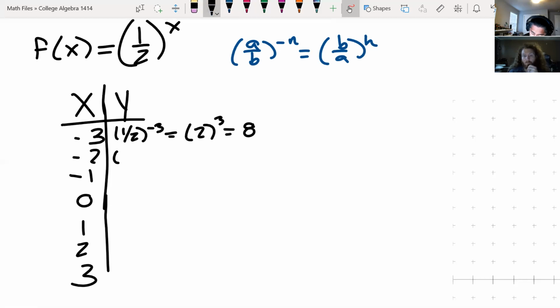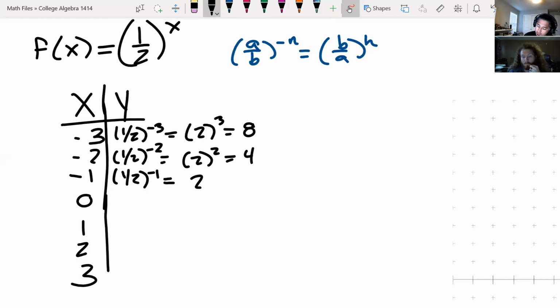And then 1/2 to the -2. Do the same trick here. 2 squared gives me 4. Do the same trick here. You'll just get 2. Anything to the 0th power is 1. 1/2 to the first is 1/2, 1/4, and 1/8. And we know those decimal numbers already.